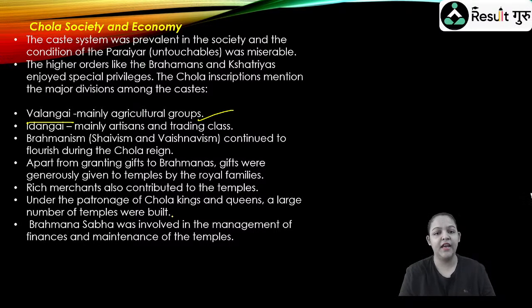We have the Valangai, the agricultural groups. The Idangai, basically the artisans and the trading class. And then we have Brahmanism along with Vaishnavism and Shaivism. This continued for a long while. They continued to reign and continued to be really important in the Chola dynasty. A lot of gifts were given to temples, to the religious institutions and to Brahmins as well. And temples were being looked after by the Mahasabha.